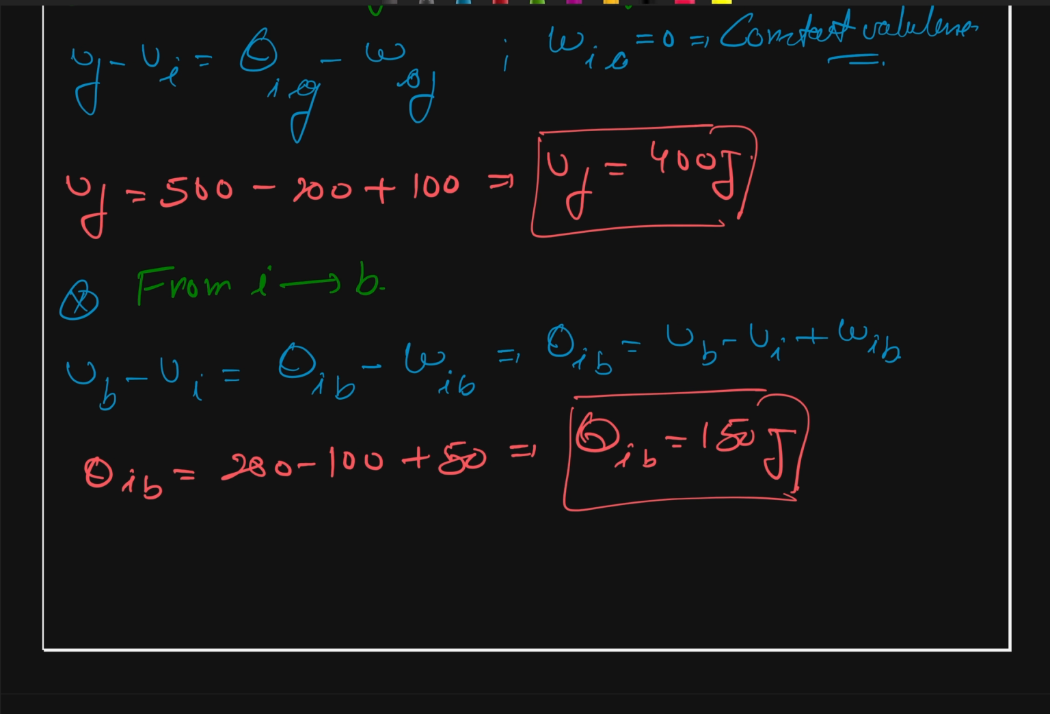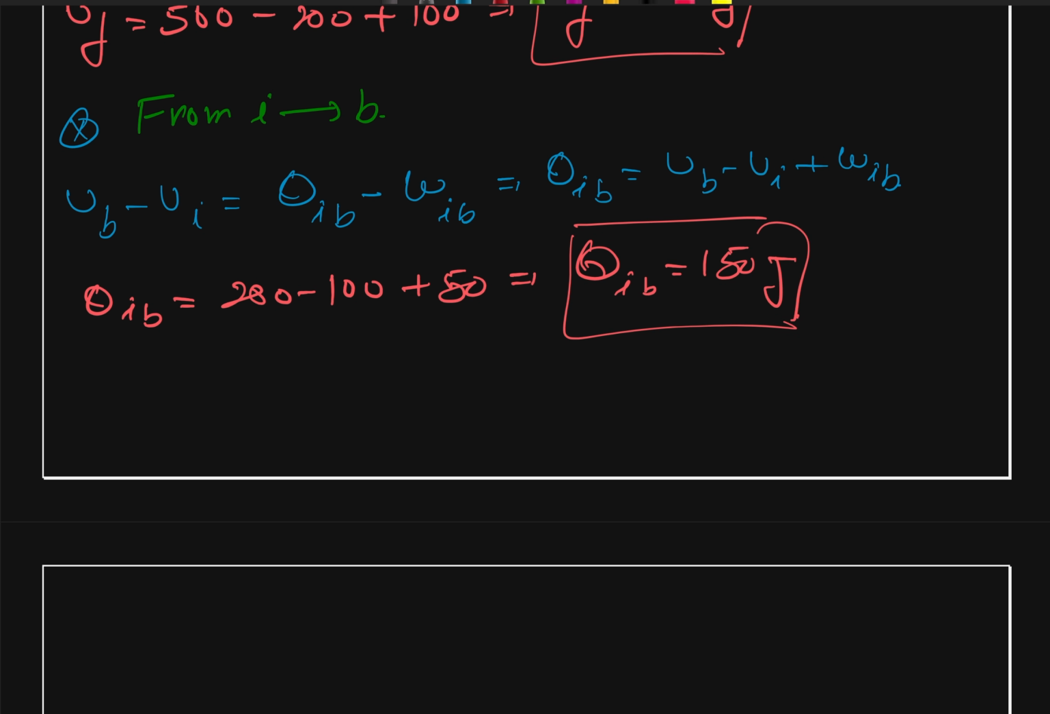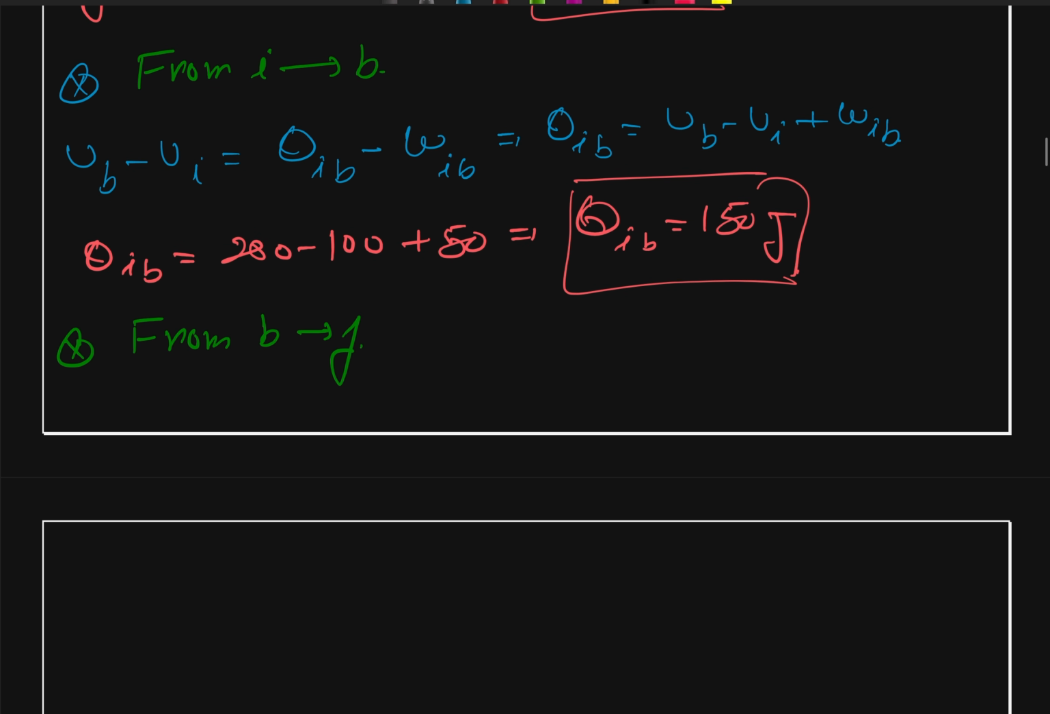Now we come to our path, that is BF. So you can say from B to F, we can write that UF minus UB will be equal to QBF minus WBF.